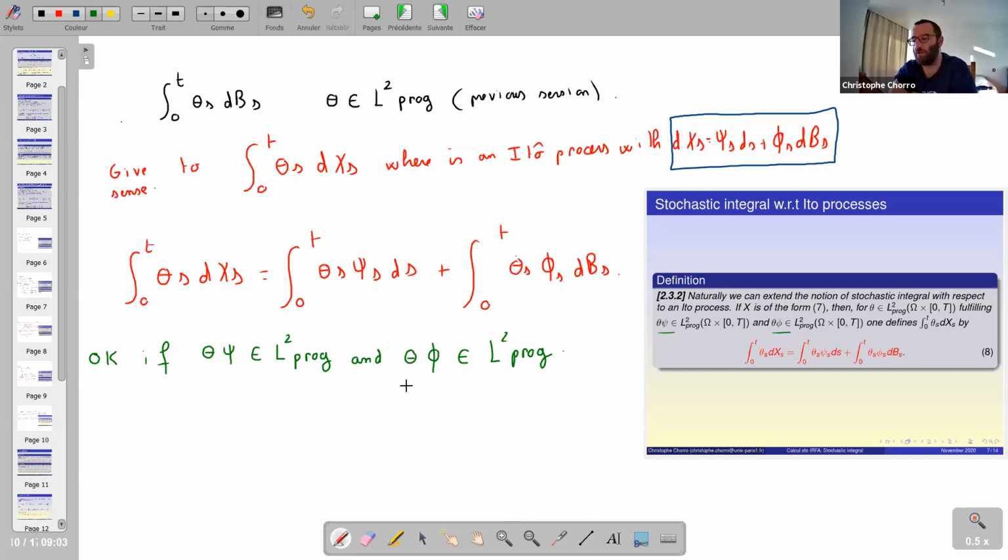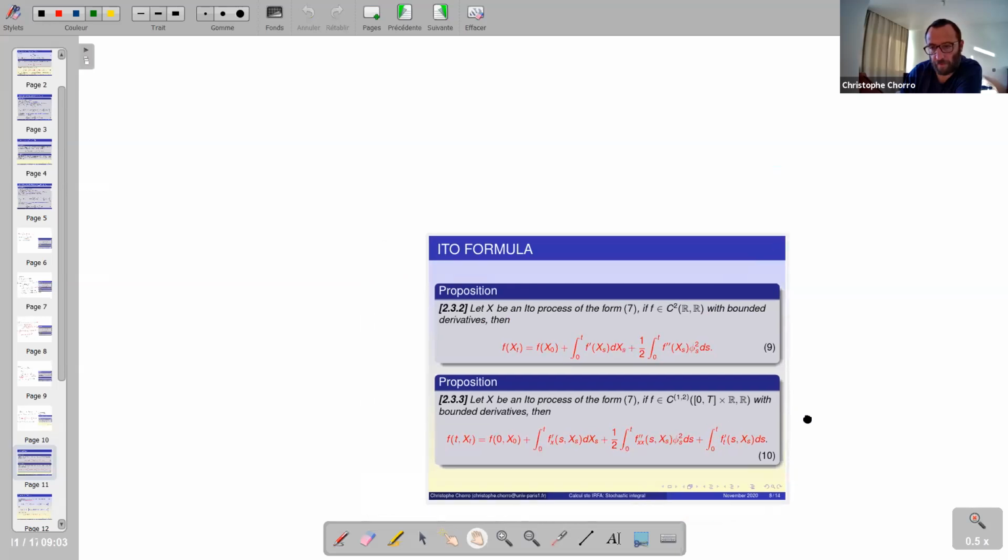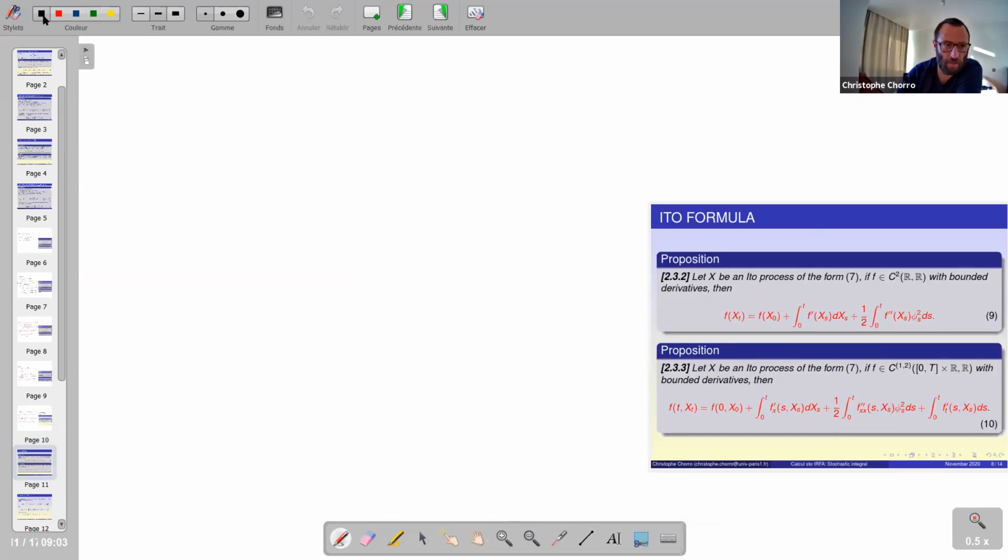Okay, so nothing particular to see here. Let's continue. So now we are going to see a set of formulas that are really important. That is what we call the Ito formulas. Let me once again remind you of what I have done previously. In chapter 1, we have proved the following. That was the Ito formula for the Brownian motion.